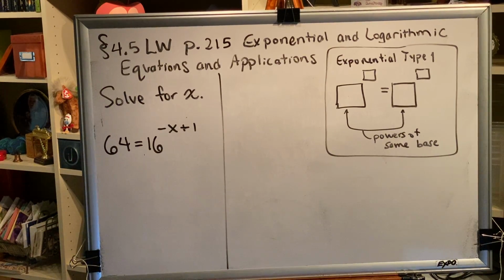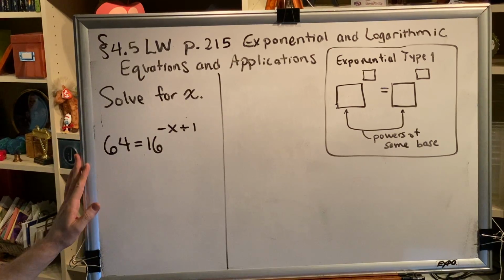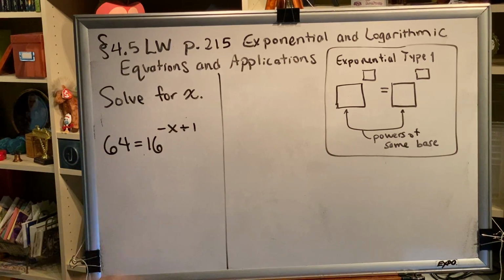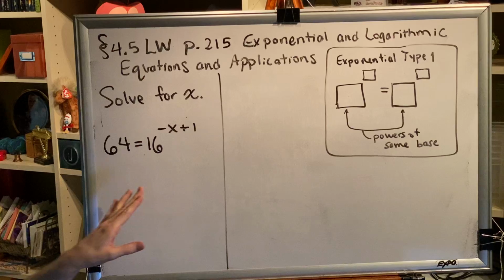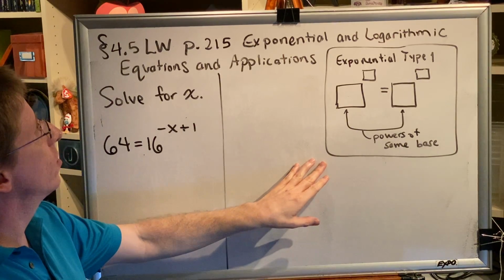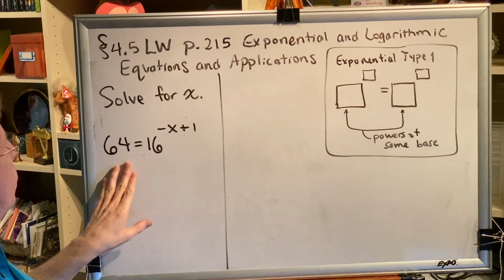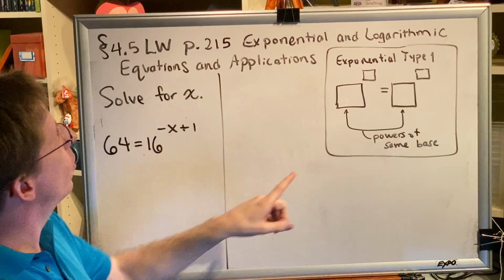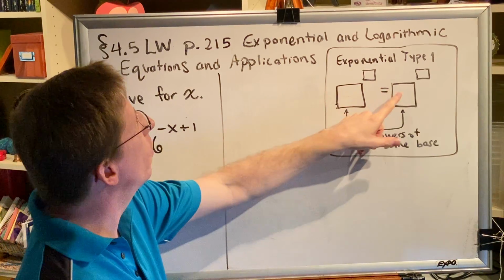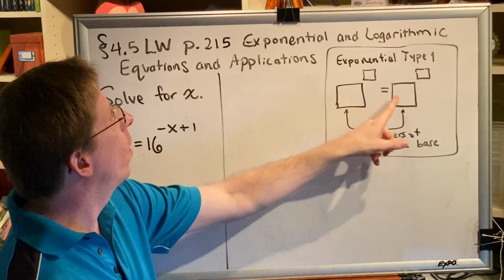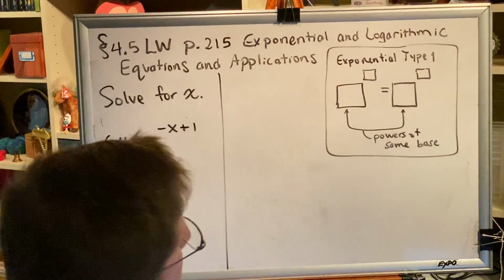We continue learning workbook page 215 with this problem. Solve for x. 64 equals 16 raised to the power negative x plus 1. Okay, we're still dealing with exponential equations of type 1, which means this problem needs to be converted to the form base raised to exponent equals base raised to exponent, where these two bases are powers of the same value.